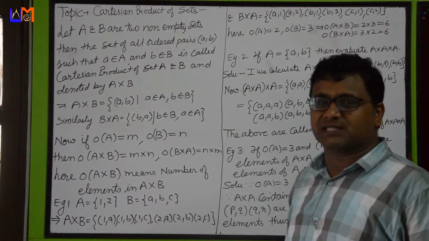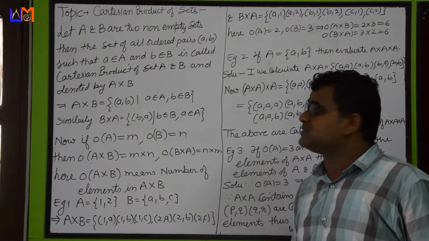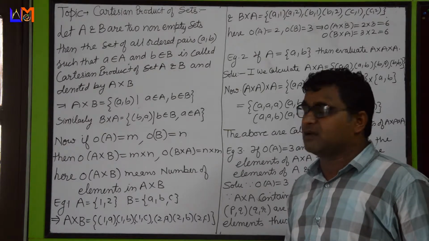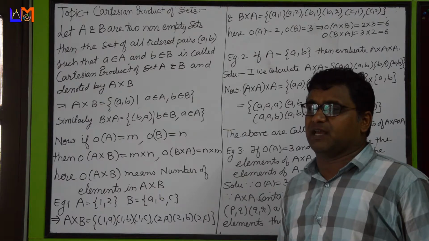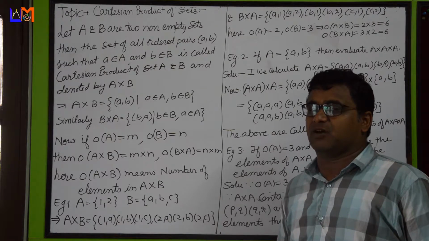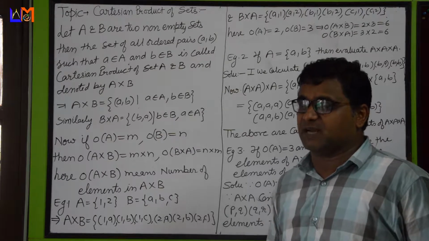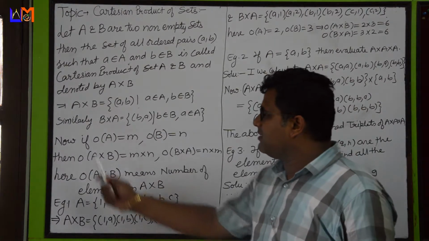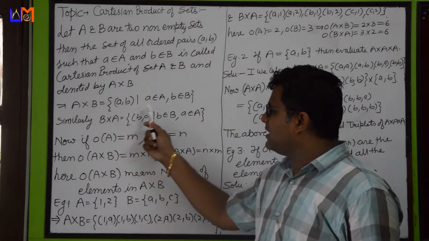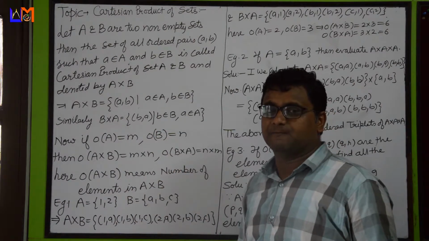By the definition, what is Cartesian product of sets? I have written it over here. Let A and B be two non-empty sets. Then the set of all ordered pairs (a, b), where a is an element of set A and b is an element of set B, is called the Cartesian product A cross B. This is the product of set A and set B. So mathematically we will write A cross B is what? Ordered pair (a, b), where small a is an element of set capital A, small b is an element of set capital B.